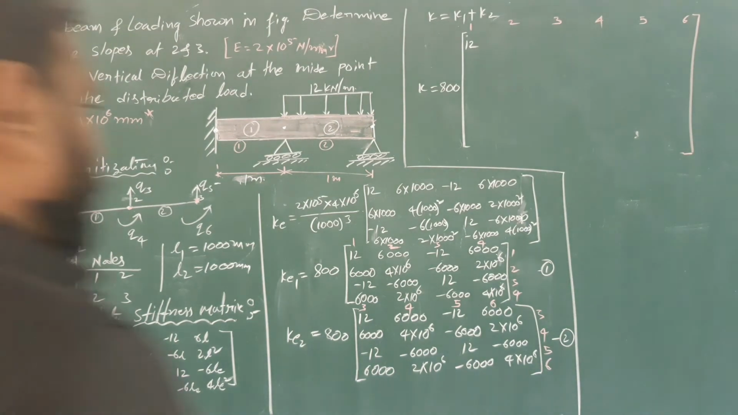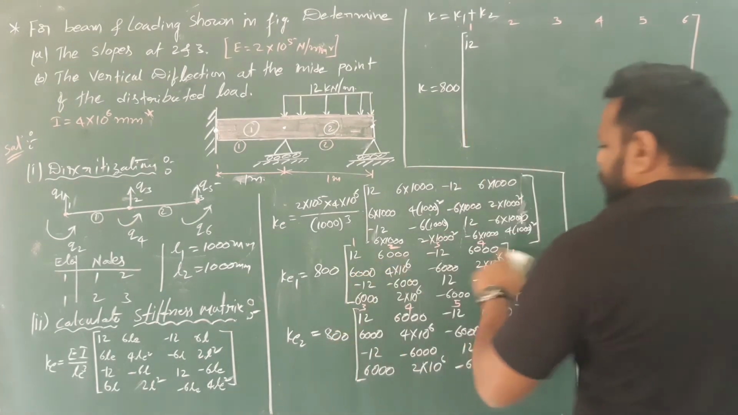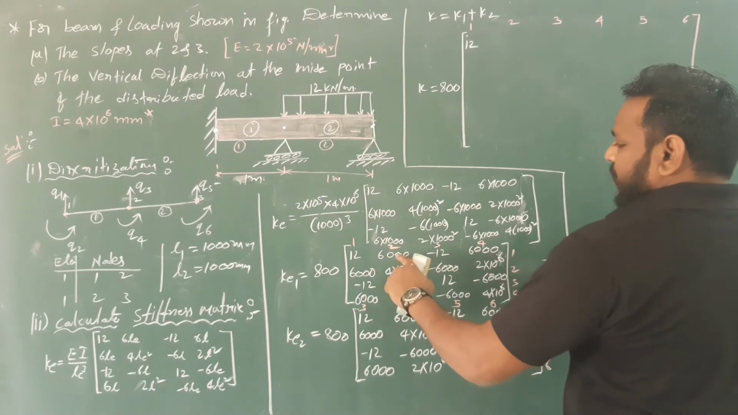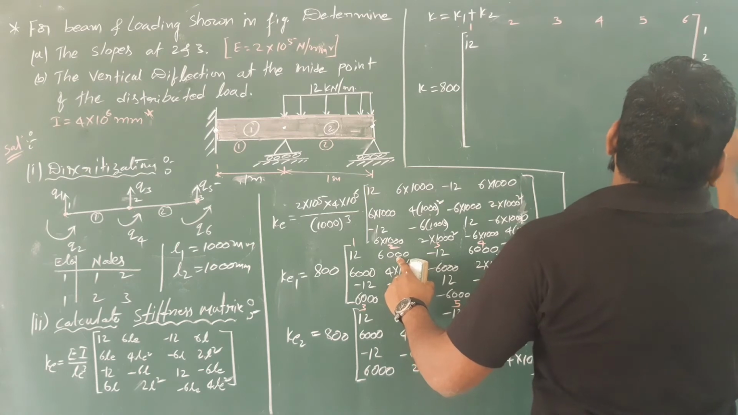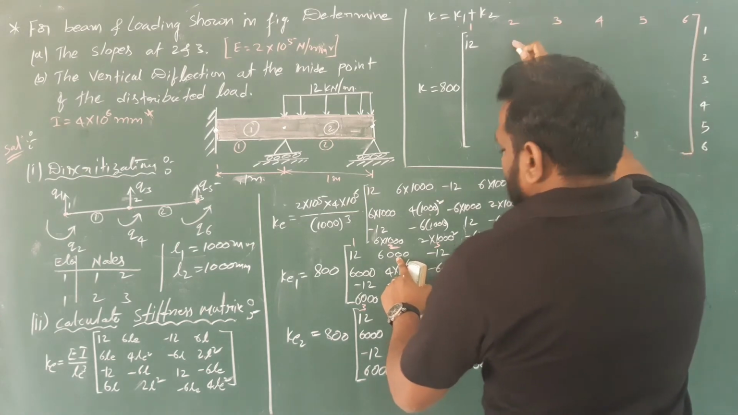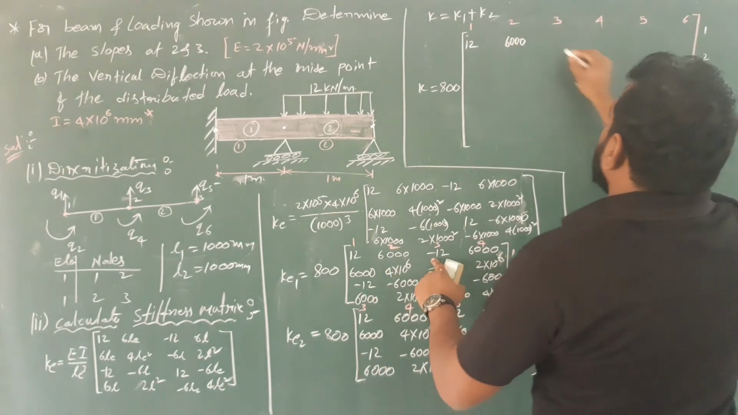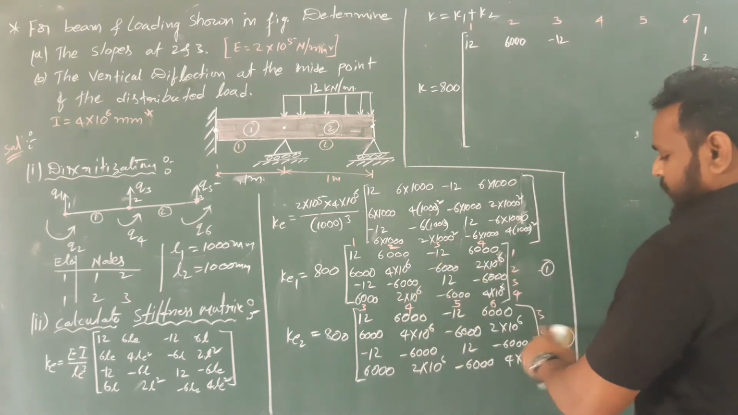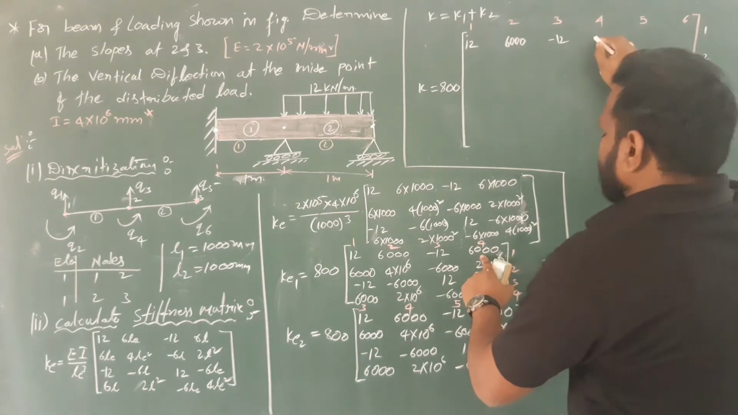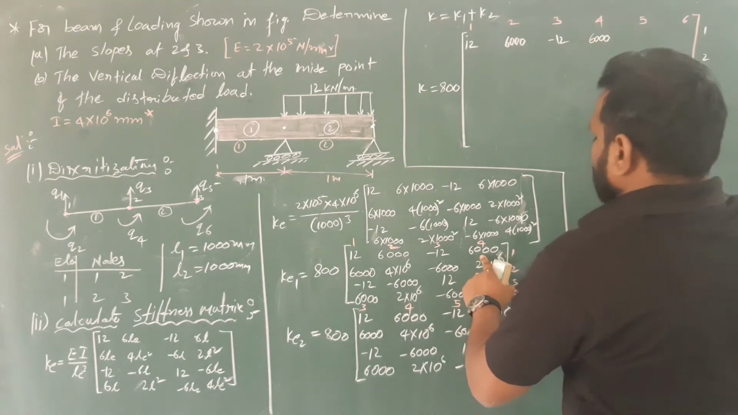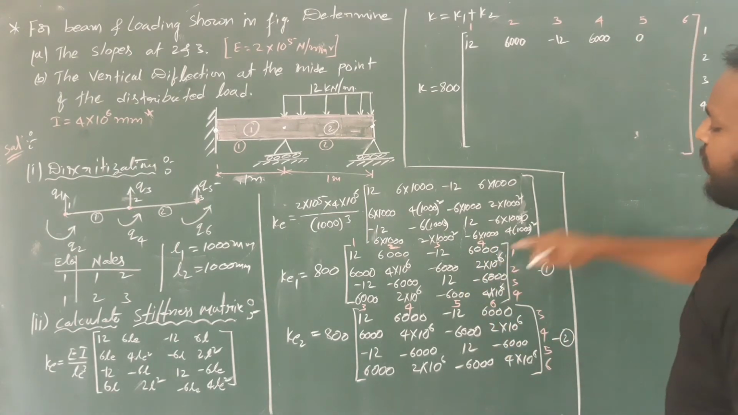Okay. Now write it. First row, first column is 12. Next, first row, second column is 6,000. Okay, now first row, third column minus 12. There is no first row here. Okay, first row, fourth column is 6,000. Okay, now first row, fifth column, there is no component. In first row, sixth column, here also there is no component.